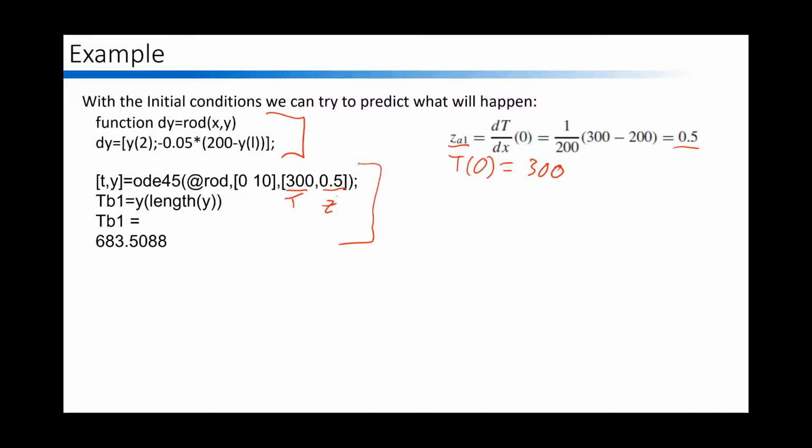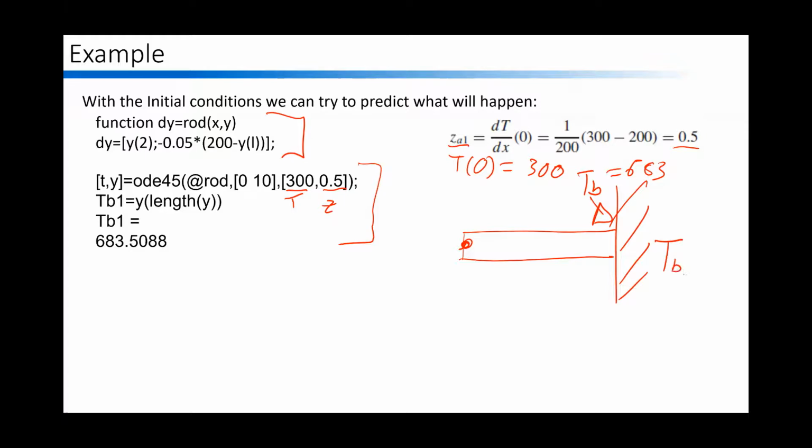And in the end, we get the temperature at the other end. So here's our rod, here's the wall. We guessed it here. If I use my initial value problem setup, I find that this TB would be equal to 683. This is not equal to what the true TB is, which was 400. So we need to guess again.